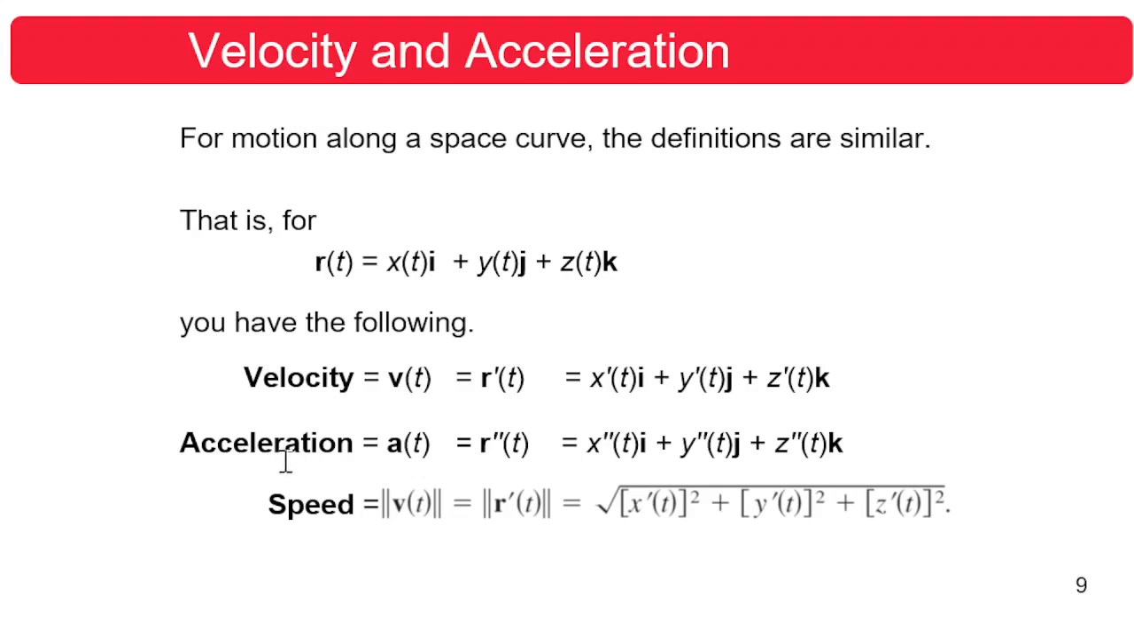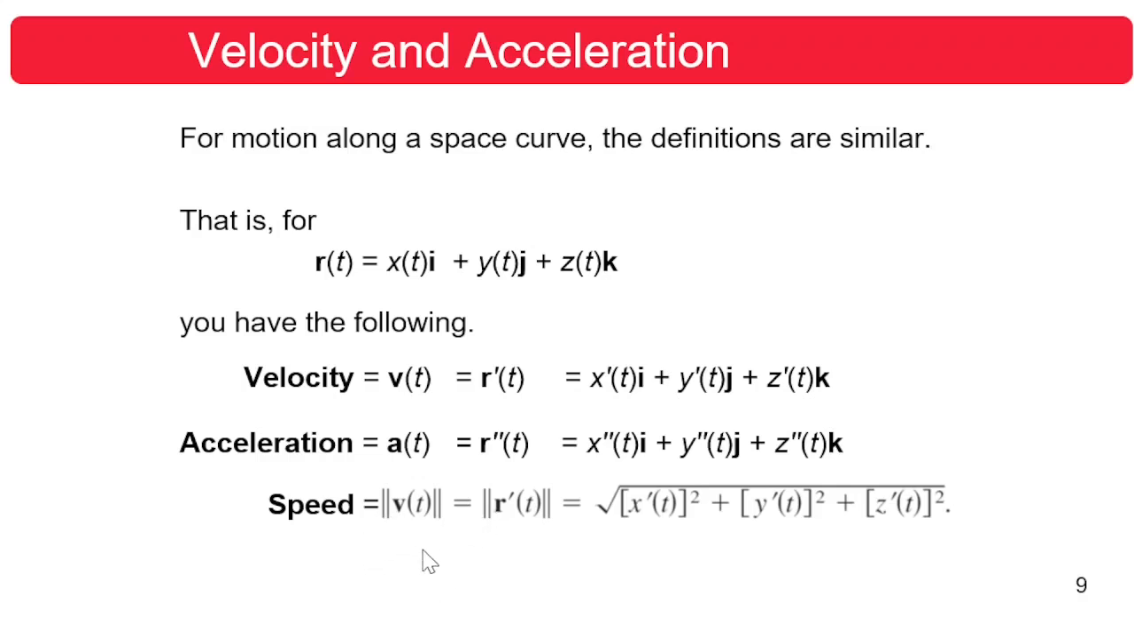Okay, the acceleration, denoted by a of t, is the second derivative of r of t, which is equal to the second derivative of x of t times i, plus the second derivative of y of t times j, plus the second derivative of z of t times k.